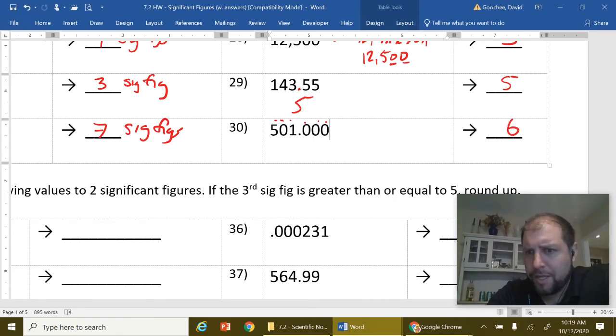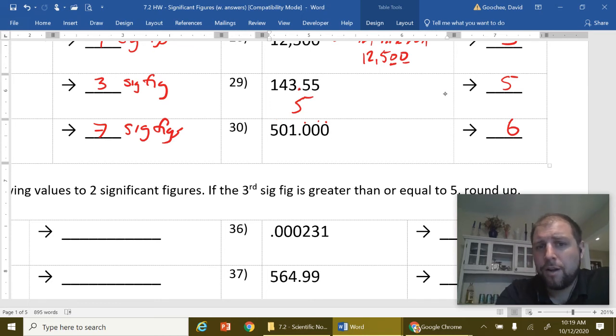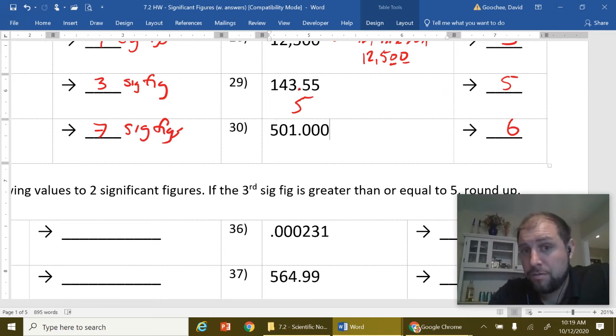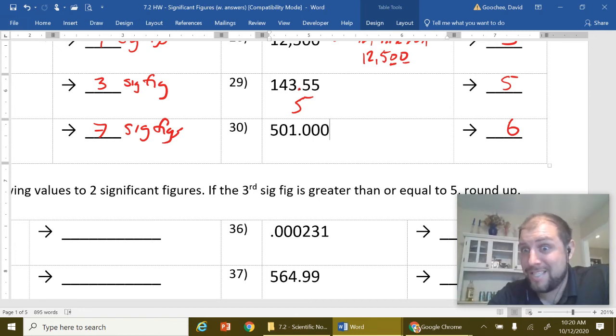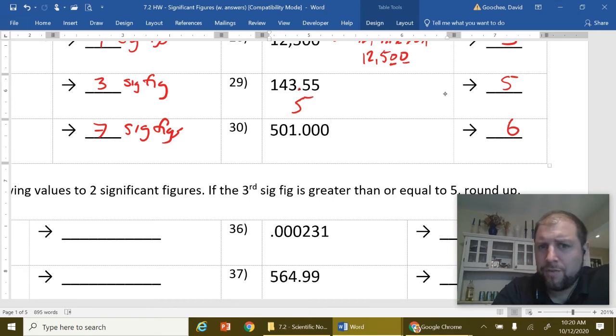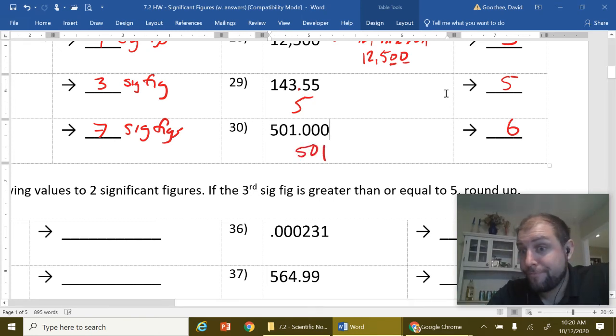And the easiest way to remember this is to understand why. Why would it be 6? Well, here's the reason why. The only reason this person would bother to write 501.000 is if it actually ended in those measurements. And that happens, guys. We only have 10 numbers in our system: 1, 2, 3, 4, 5, 6, 7, 8, 9, and 0. Sometimes 0 is the number that a measurement ends on. So 3 significant figures would be if a person just wrote 501.